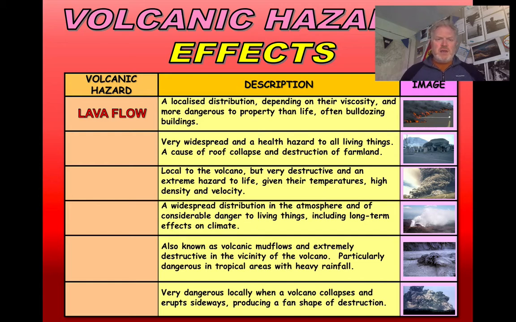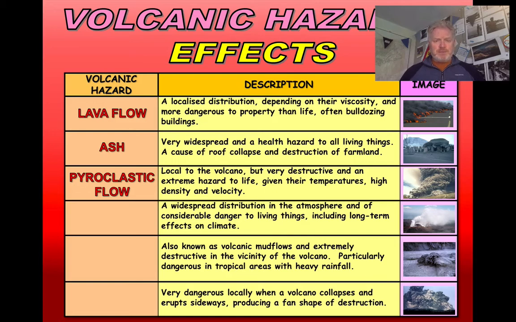The hazard that causes widespread health hazards to all living things, humans and animals, can also make the roofs of buildings collapse, particularly flat roofs, and can destroy in the short term farmland, although it does tend to be good for it in the longer term. That's volcanic ash. The hazards that are very local to volcanoes but are extremely destructive and, well, pretty much entirely fatal to life, with high temperatures, high density, high velocity, huge amounts of energy, are pyroclastic flows.